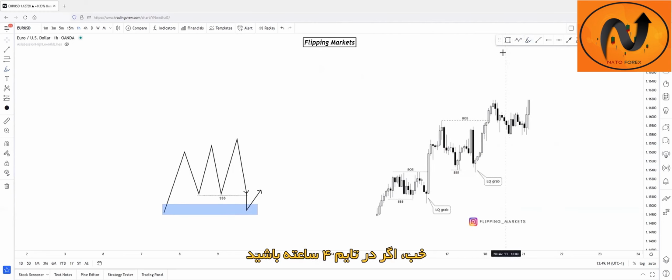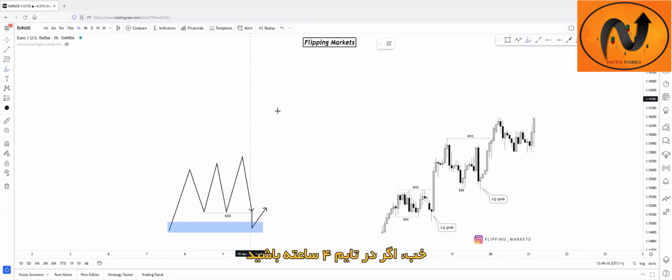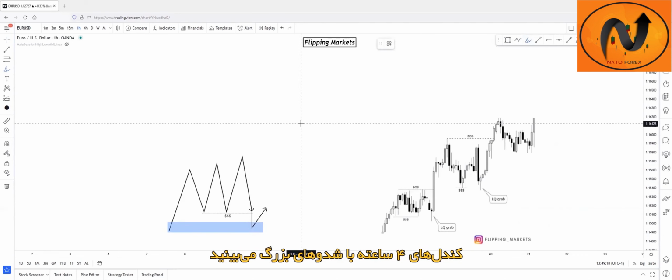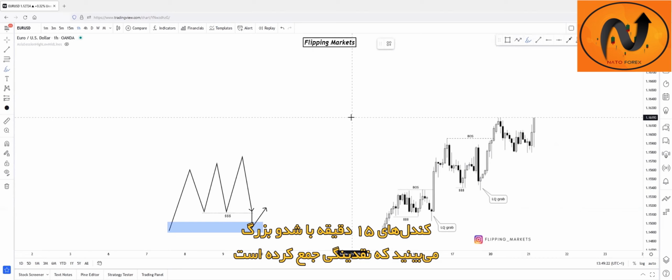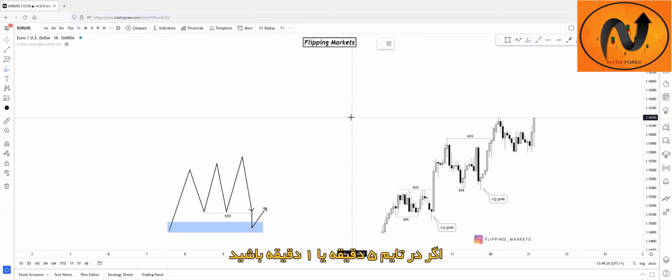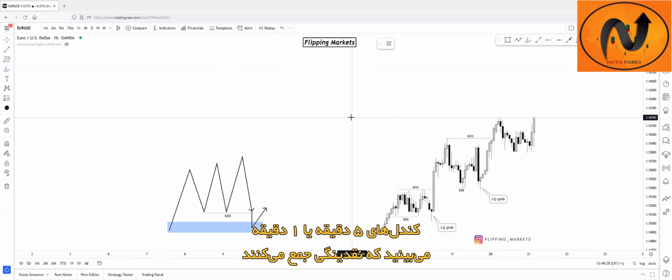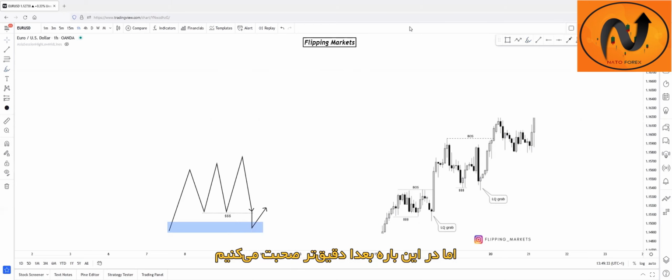So yeah, if you're on the 4-hour chart, you will want to see the 4-hour candle create a huge wick. If you're on the 15-minute chart, you want to see a 15-minute candle create a huge wick and the liquidity sweep. If you are on the 5-minute and the 1-minute chart, you want to see a 5-minute or a 1-minute candle create the liquidity sweep. But we will talk about this later more precisely.